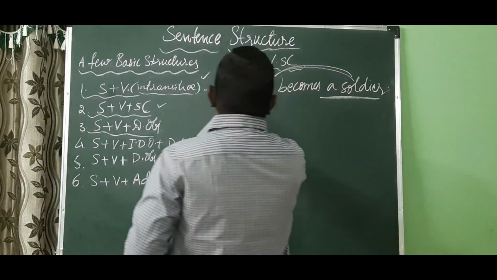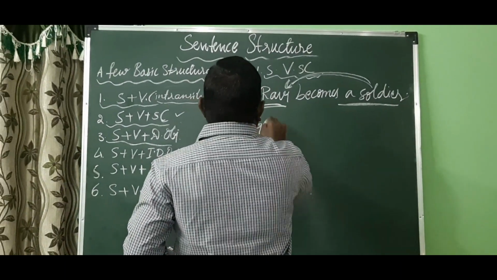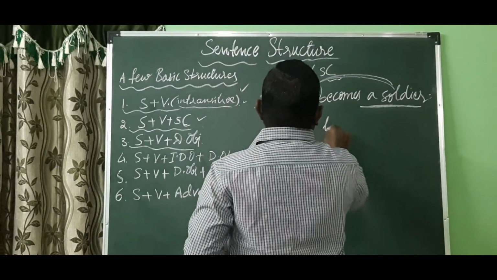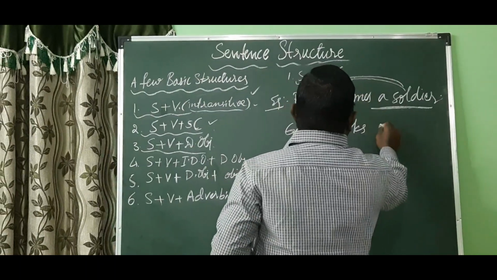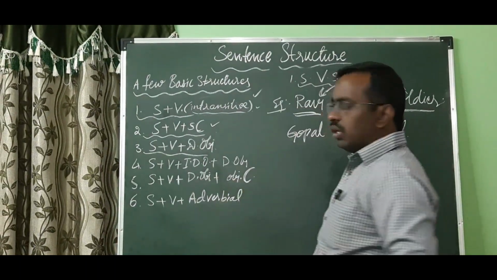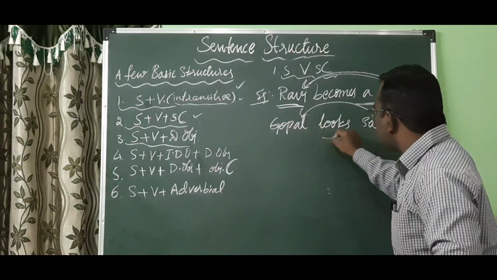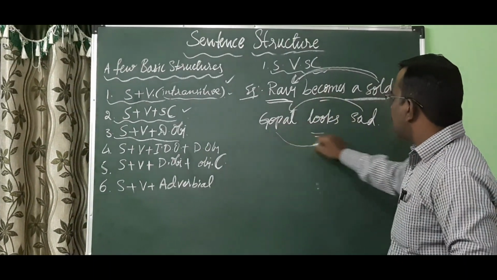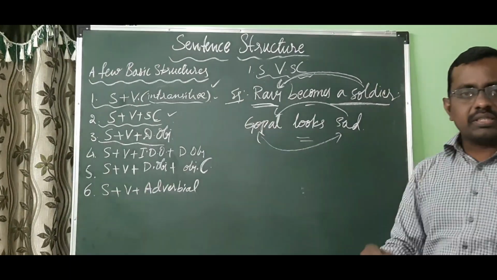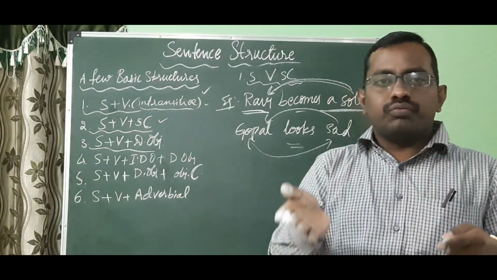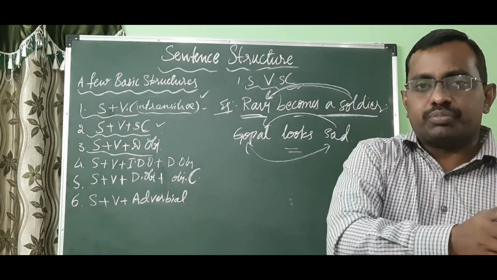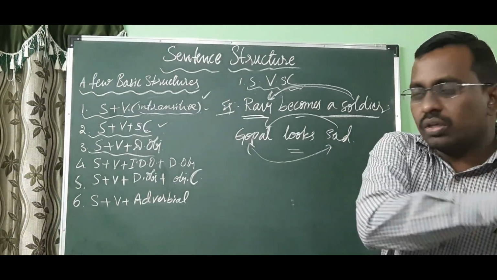Another example: Gopal looks sad. How does Gopal look? He looks sad. So Gopal is sad. It completes the meaning of the sentence. It completes the meaning of the subject, how Gopal looks.